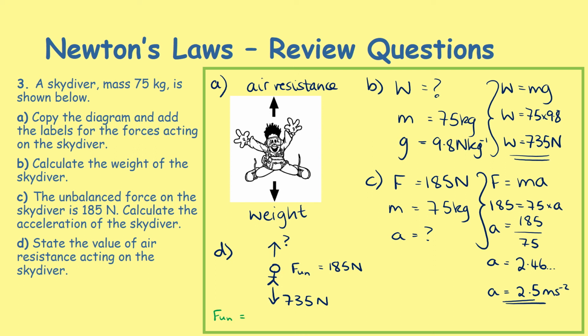Our unbalanced force equals our force forwards minus our force backwards. Therefore, 185 equals 735 minus our force of friction. And so our force, or sorry, not friction, air resistance even, our force of air resistance is going to be equal to 735 take away 185. And so this is going to be equal to, I'm just popping it into my calculator again, 550 newtons.